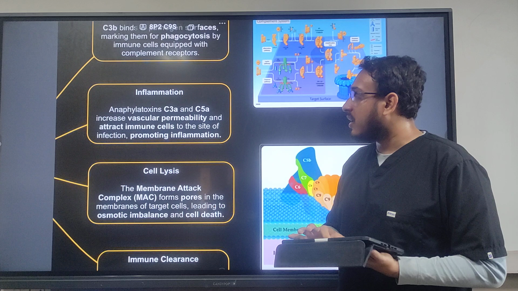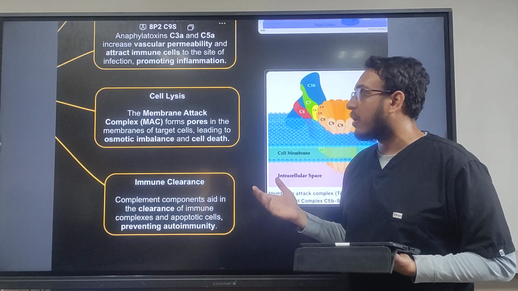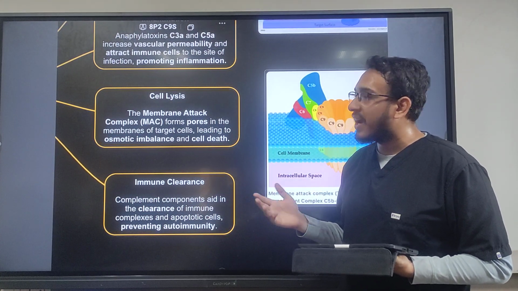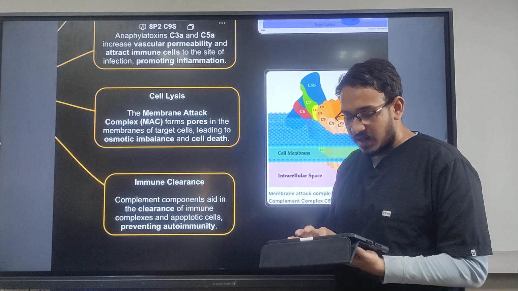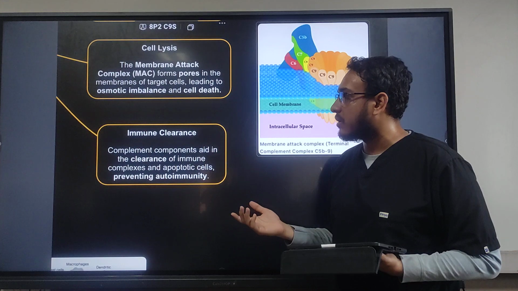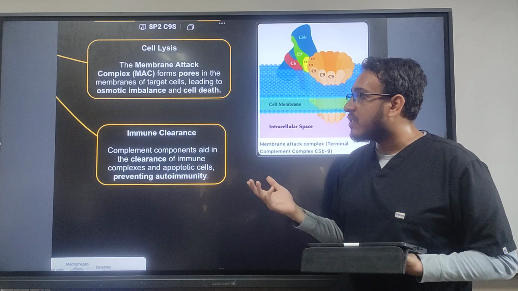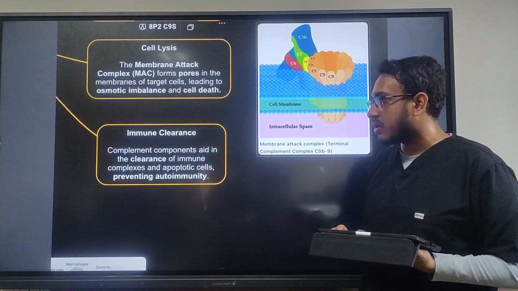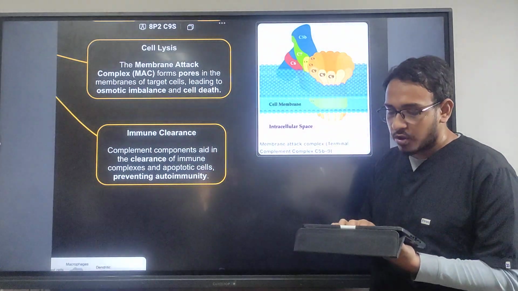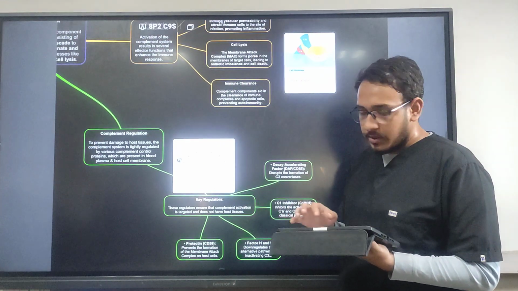Then there is cell lysis. It is the membrane attack complex that forms pores in the membranes of the target cell, leading to osmotic imbalance and eventually the death of the cell. Also, there is immune clearance, where complement components aid in the clearance of immune complexes and apoptotic cells, preventing autoimmunity. So it is also managing autoimmunity prevention.